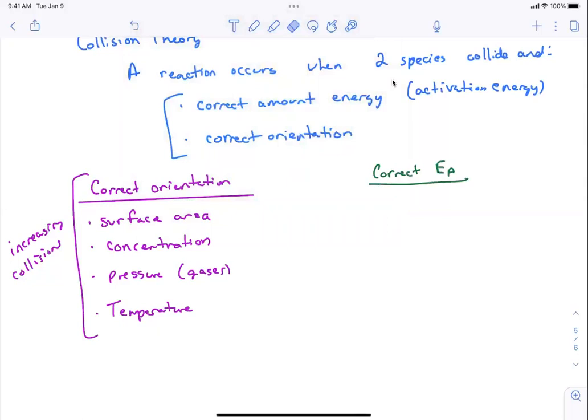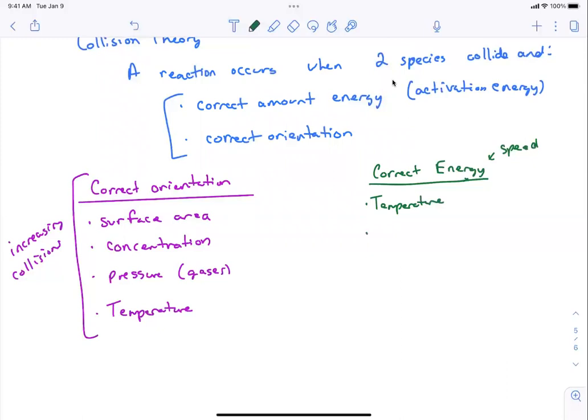Oh, let me write correct energy. There's only 2 factors that affect correct energy. 1, temperature, because correct energy is the speed of the particles. So surface area and concentration don't affect the speed of the particles. That just affects the number of collisions. But as you increase temperature, you're giving the particles more energy, so they're moving more quickly. So they collide with more energy each time.